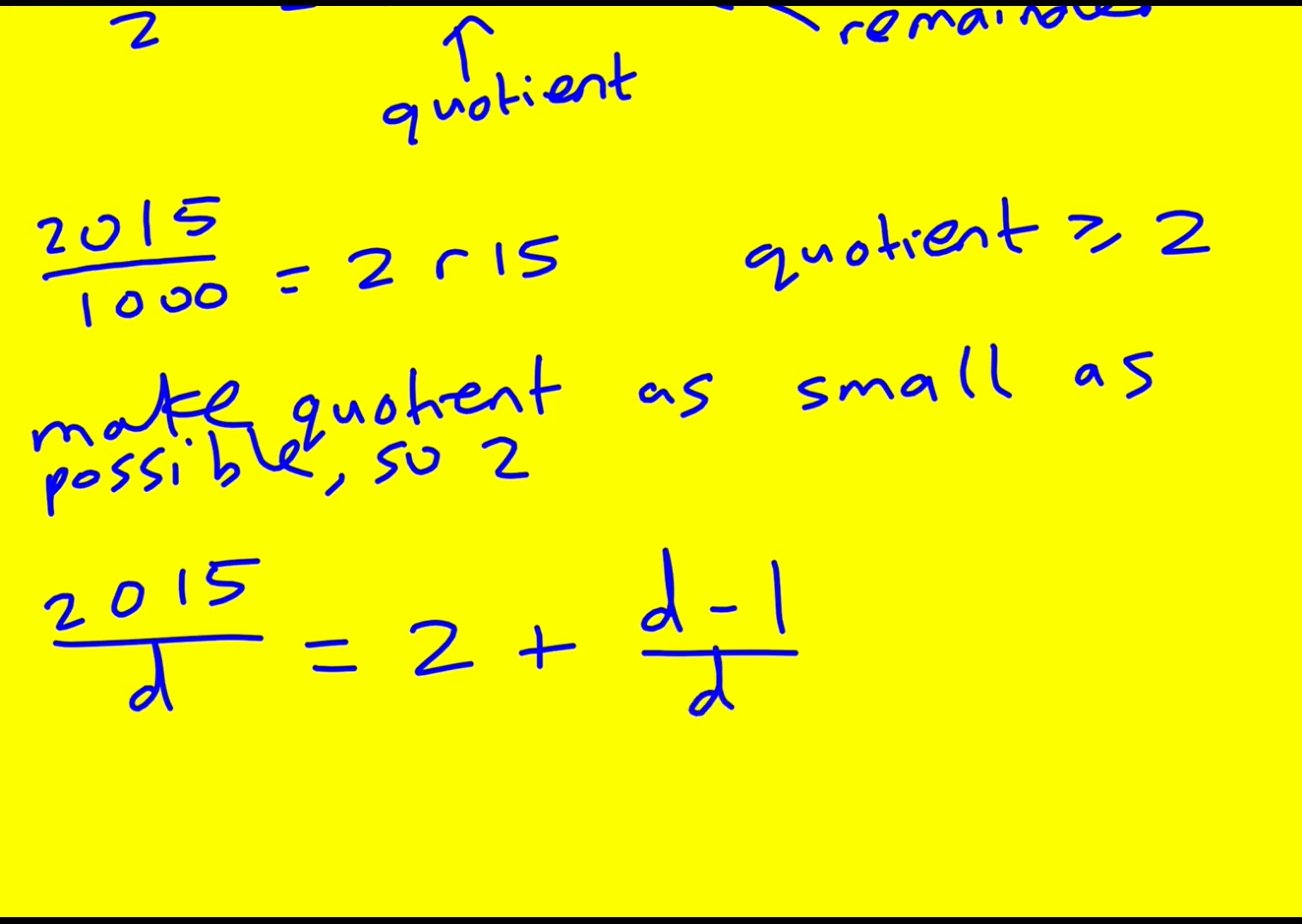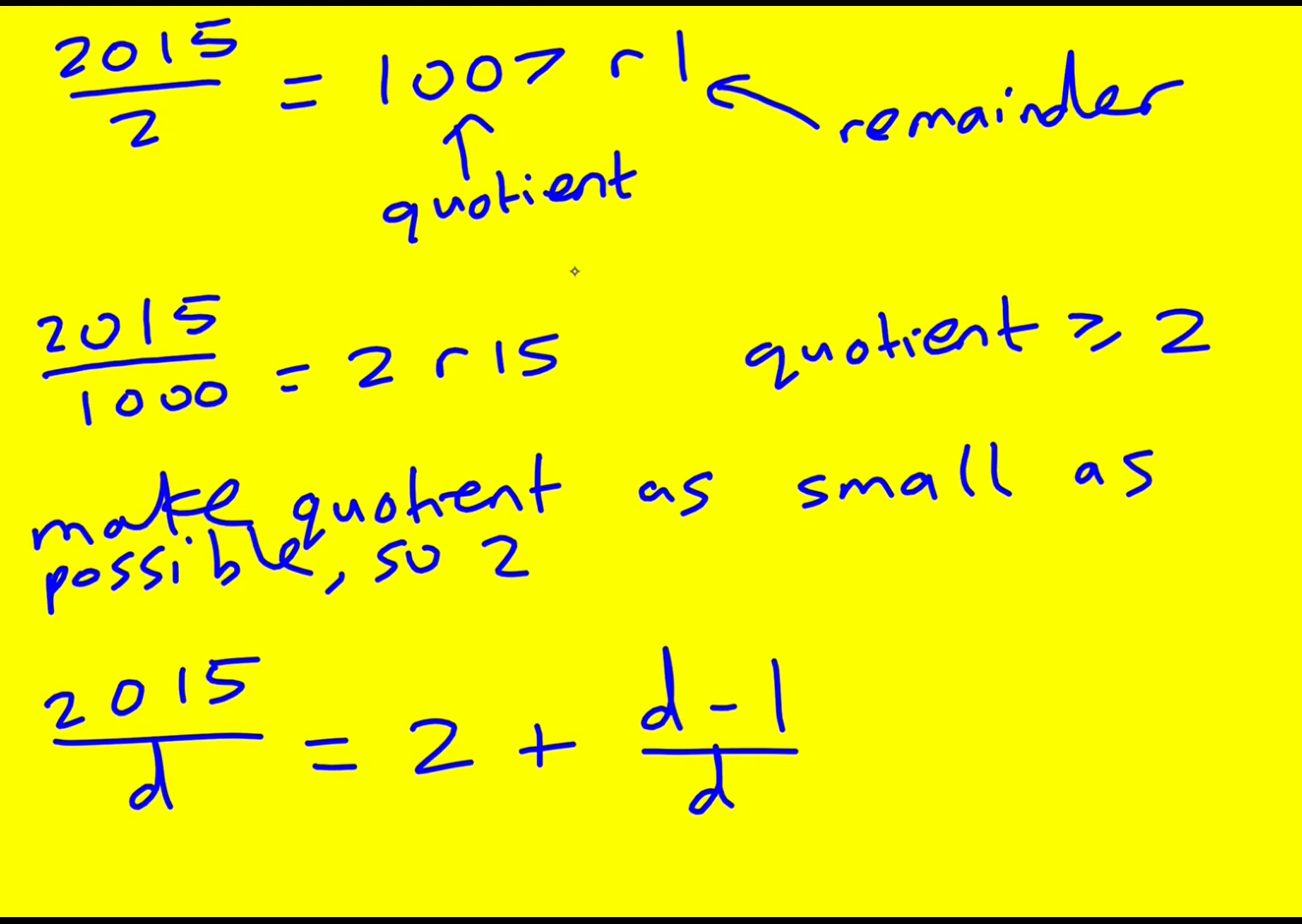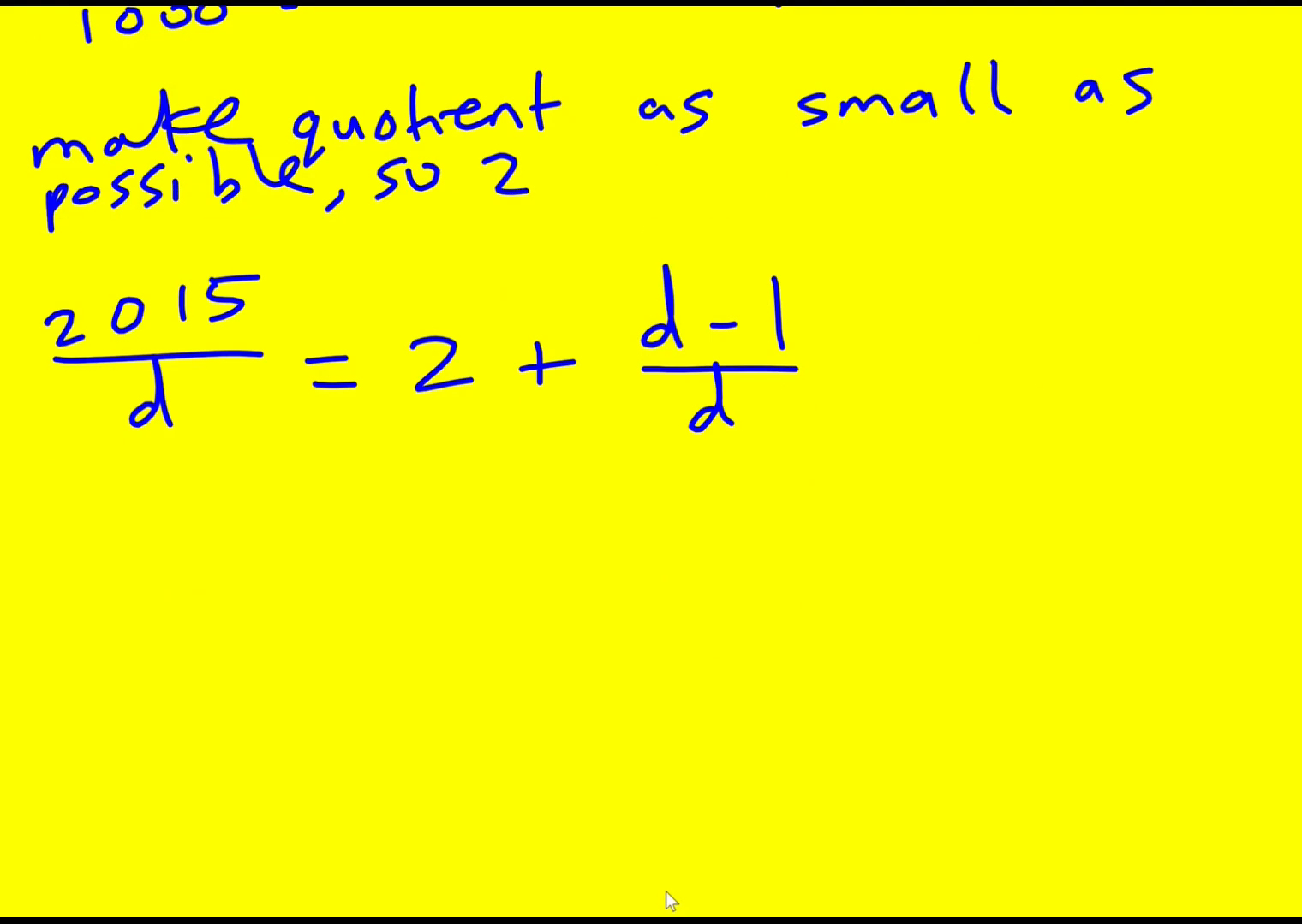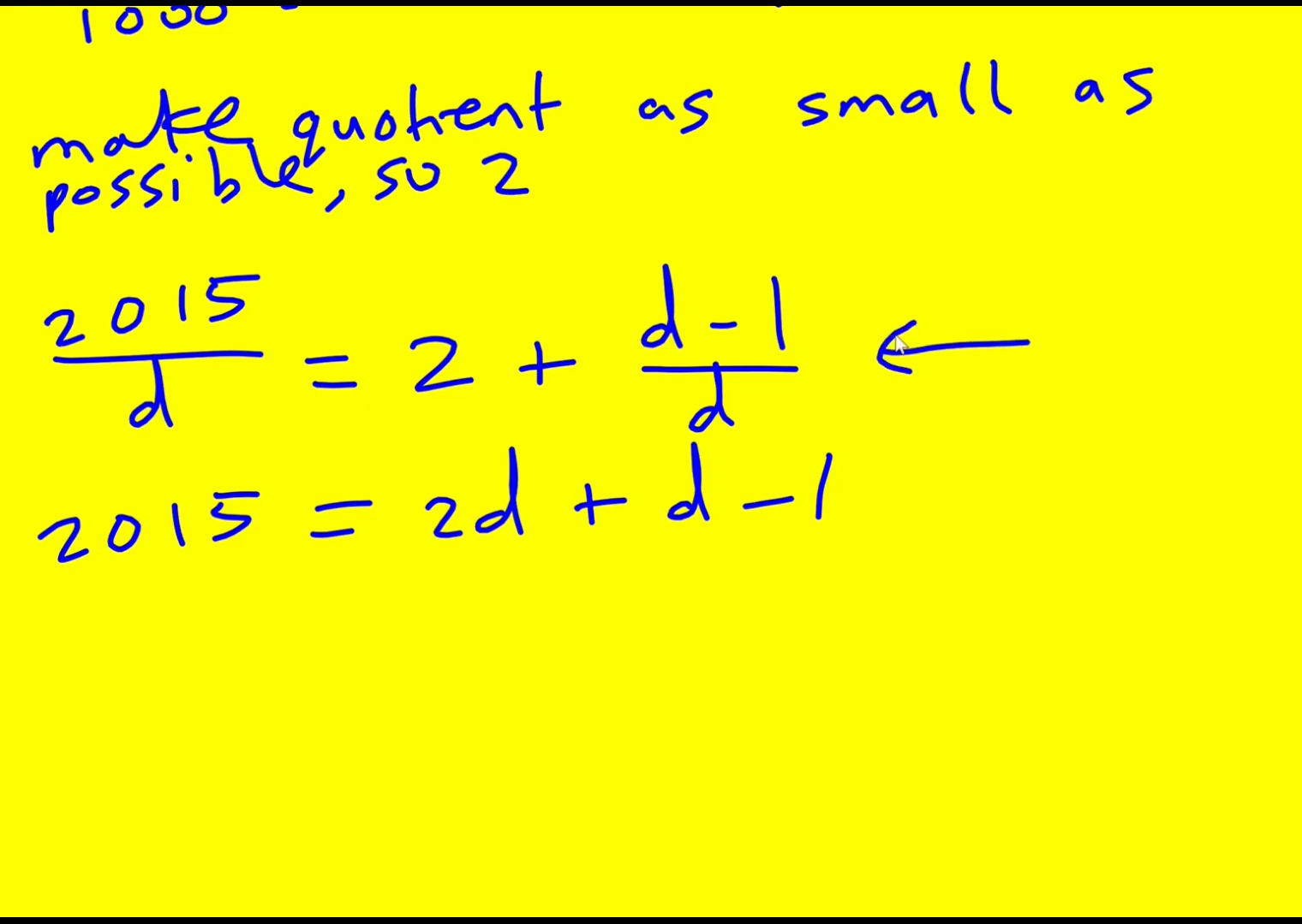Because that's the remainder, I've not actually divided it by the divisor, so I need to write it like that. A way of thinking about it over here is that 2015 divided by 1,000 would actually be 2 plus 15 over 1,000, because I've not actually divided that 15. It's the remainder. It still needs to be divided later on. So I've written down an algebraic equation. Multiply through by d: 2015 is equal to 2d plus d minus 1. You might be able to go straight there. I like to write this down first. But what I've got now is an equation to solve. 3d is going to equal 2016. And then let's see if that has a solution.